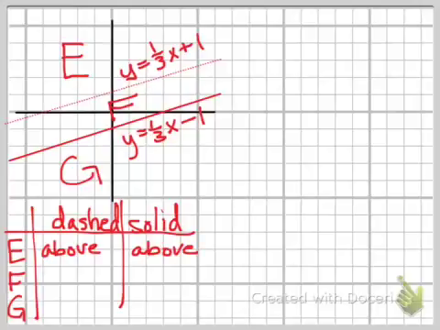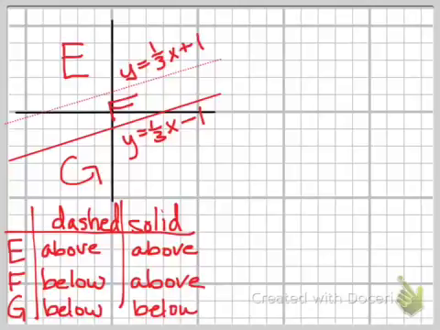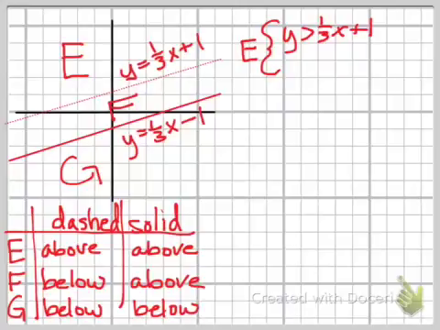Letter F is above the solid and it's below the dash, so it's below and above. And letter G is below both of them. So when we go to write our inequalities for letter E, y is greater than 1/3 x plus 1, and it's greater than or equal to 1/3 x minus 1.